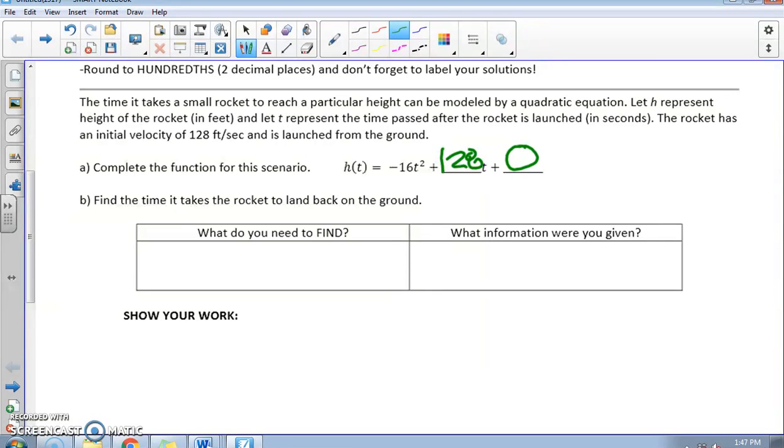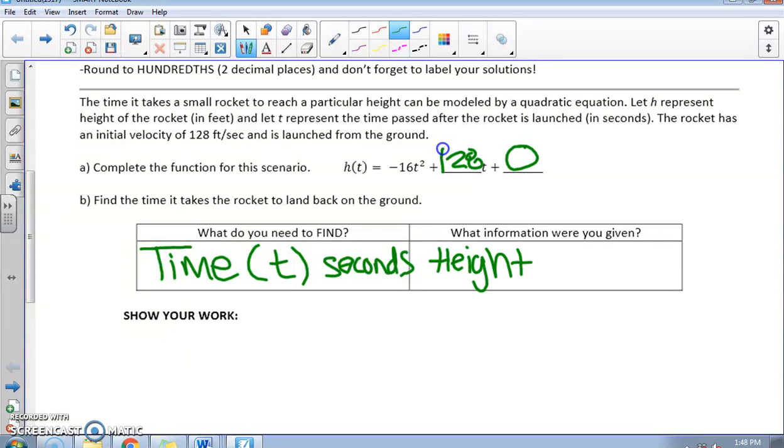So that helps me complete the function for this scenario. And now I need to find the time it takes the rocket to land back on the ground. So I'm trying to find time, which means I'm trying to find t, which is then in seconds. Now if I want to find t, I would have to know my height.